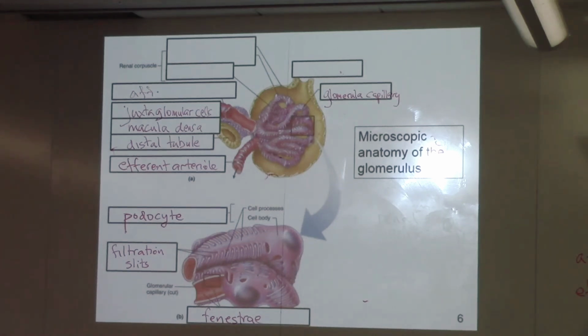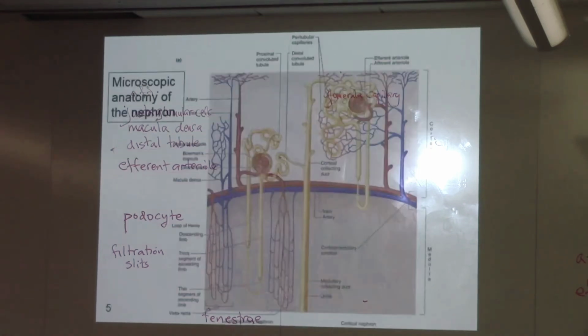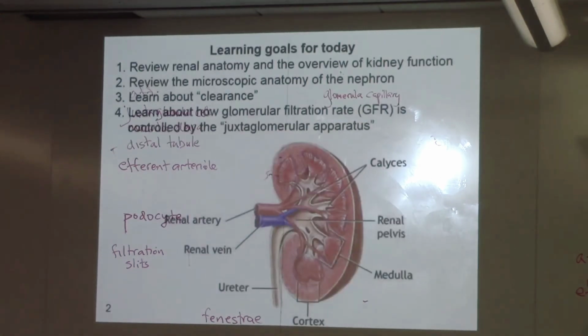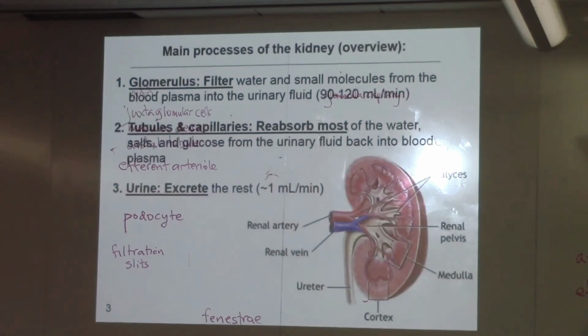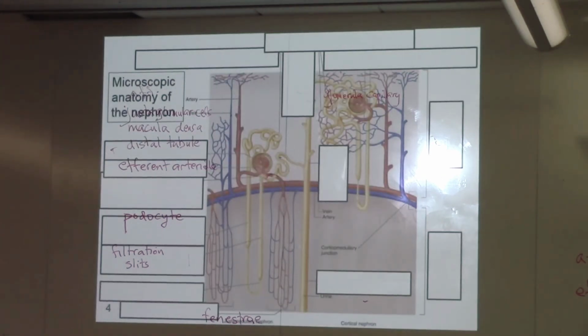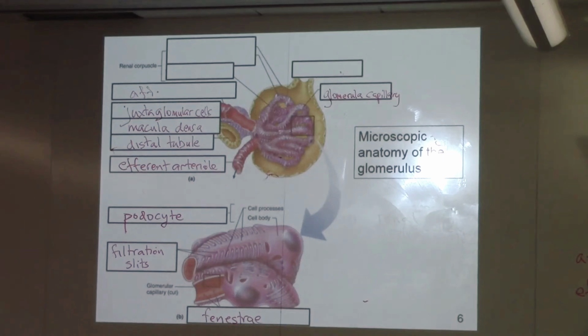Okay? So are we good? So this is now the microscopic, right? If we go back, this is the macroscopic, the whole organ anatomy. This is the nephron microscopic anatomy. And this is the microscopic anatomy of the glomerulus.